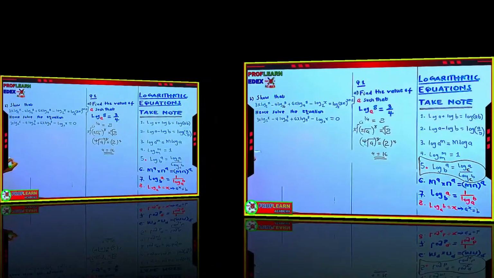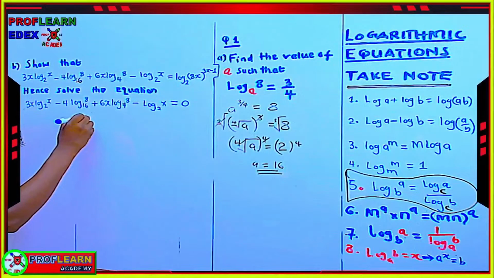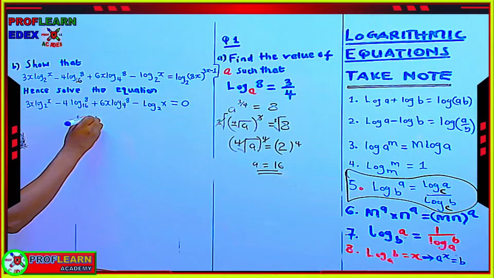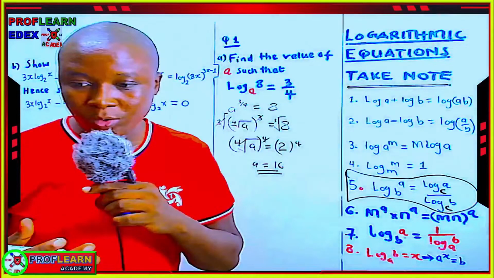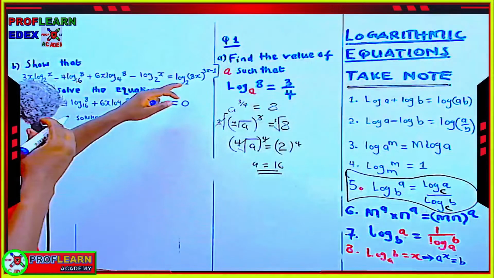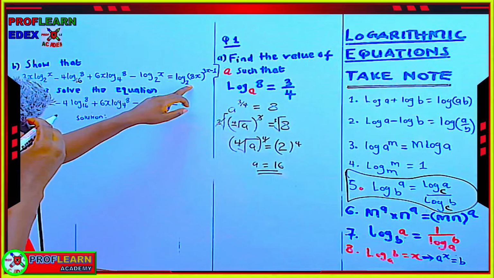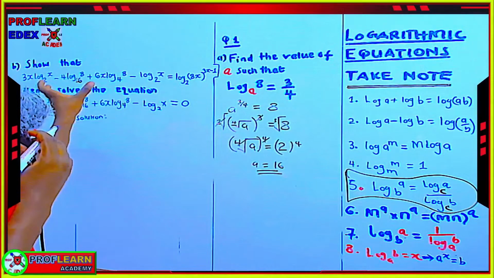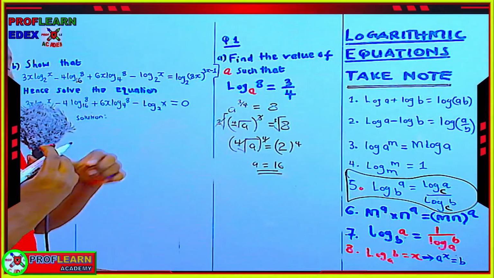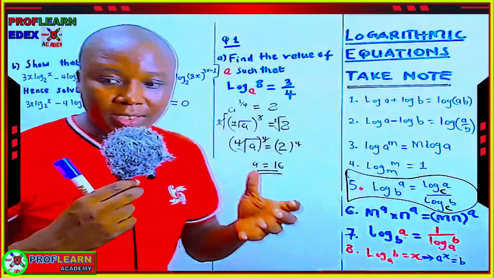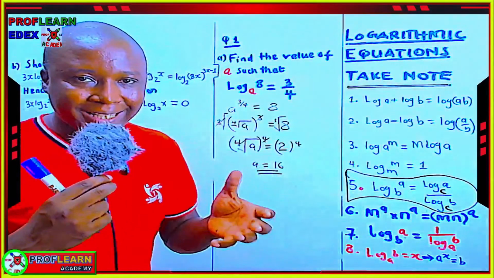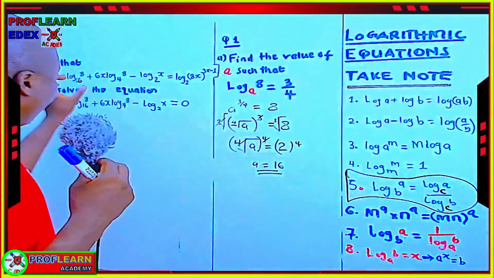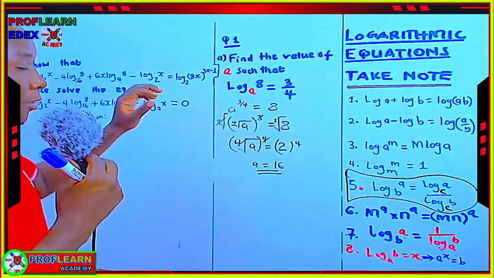Now, in order to solve this question, because this question has base 2 at the end, and we are trying to show that this part we have on the left hand side is equal to what is on the right hand side, we are going to express every log that is here to the base of 2.